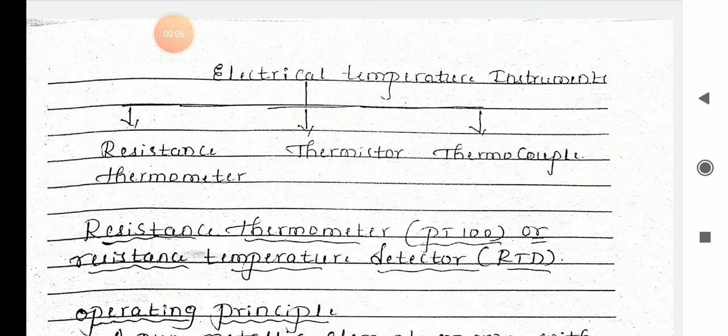Today we will discuss chapter number 5, applications of sensors and transducers. So in that, today we will discuss electrical temperature measurement. We are going to start this one.